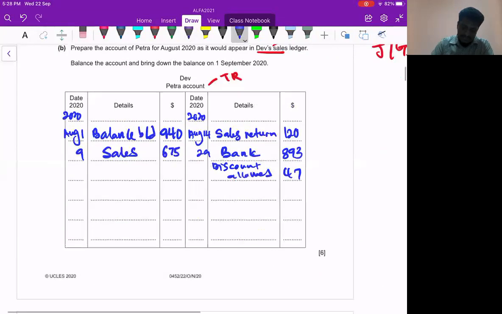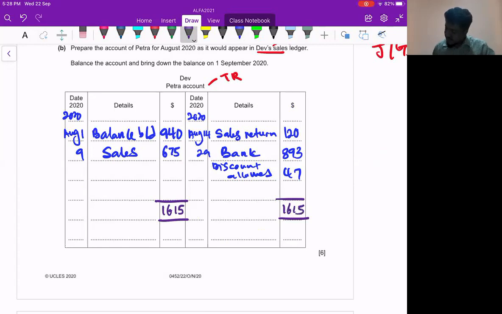Now we balance up this. How to balance up? See which side is bigger. I feel the debit side is bigger. So I total up the debit. How much? 940 plus 675, I get 1615. 1615 minus 120 minus 893 minus 47, I get 555. That's my balance.